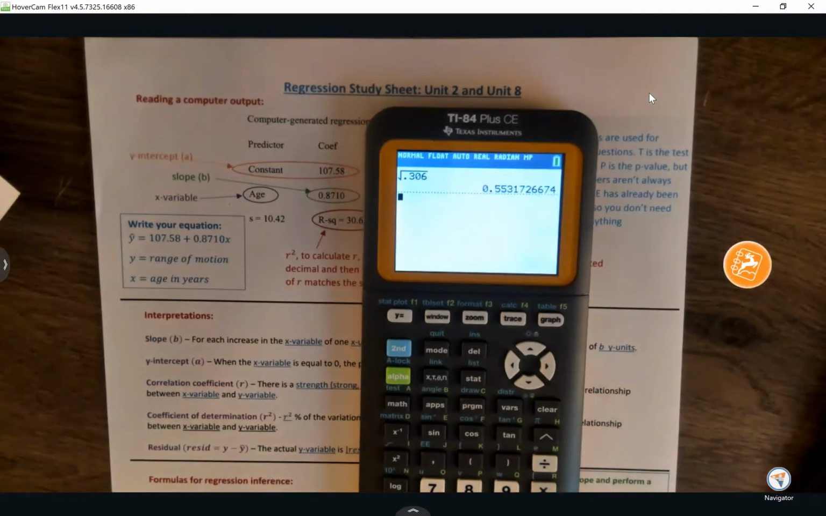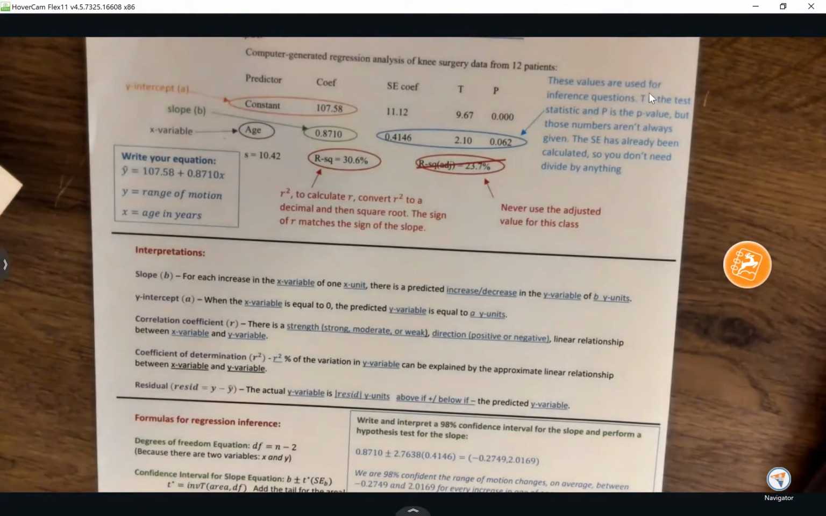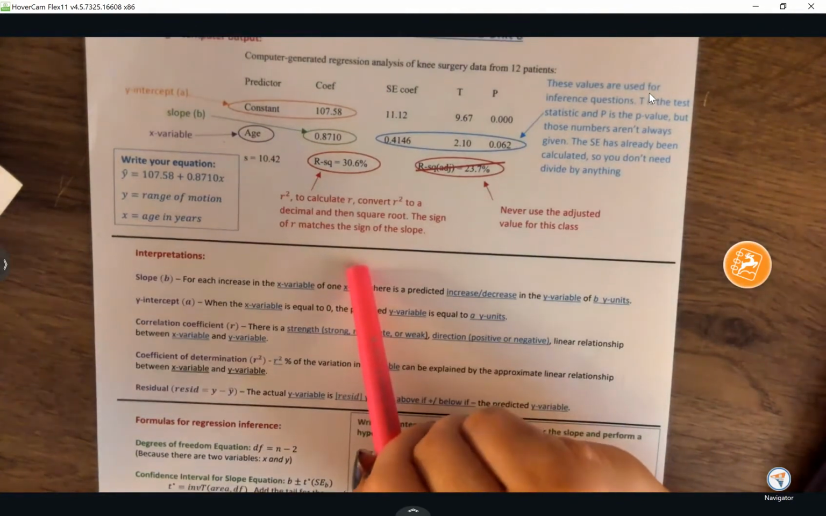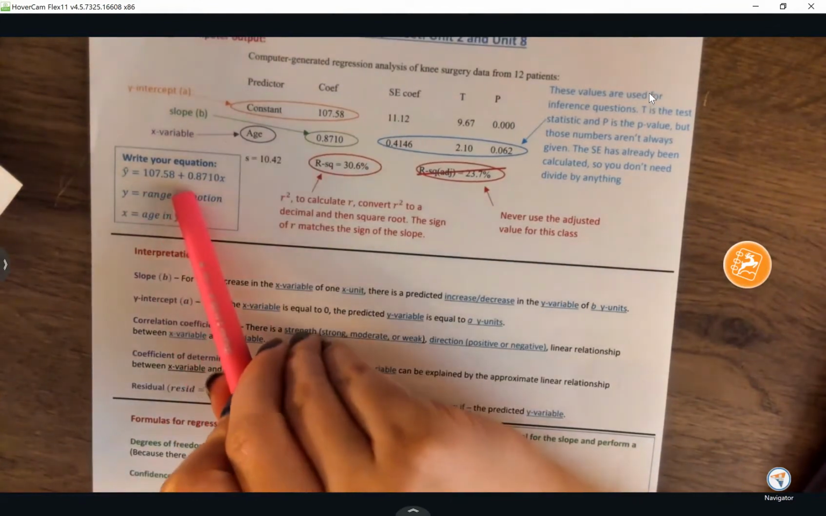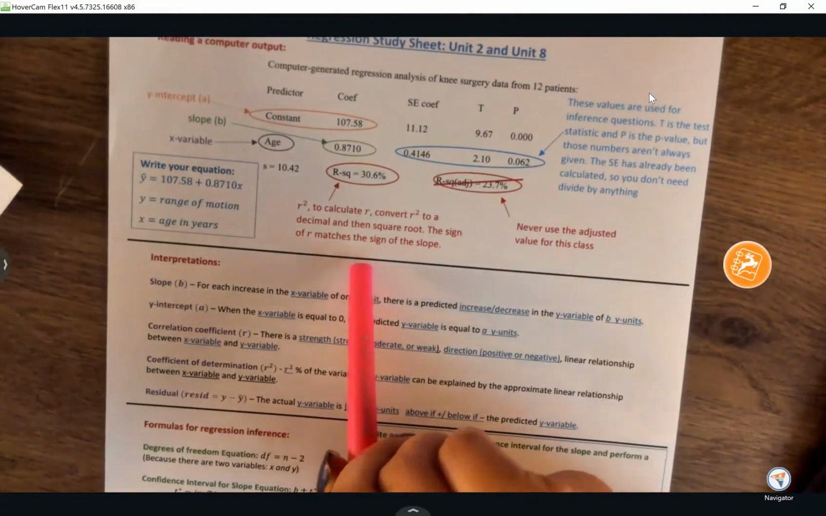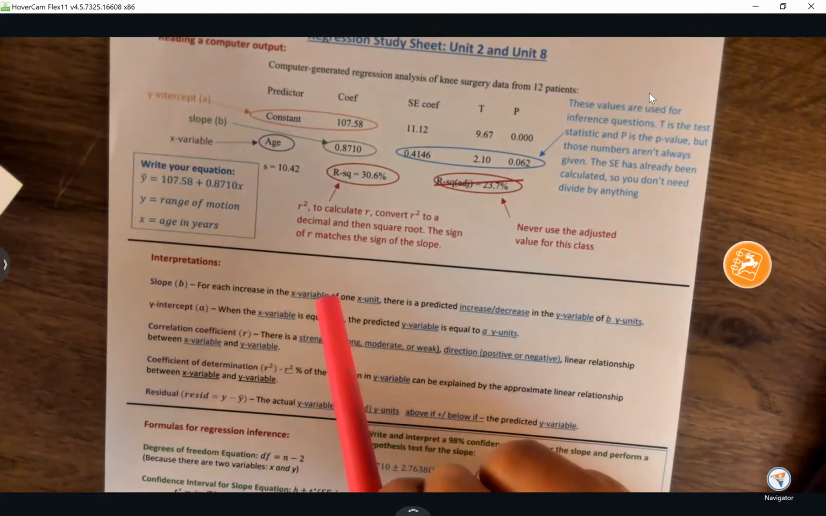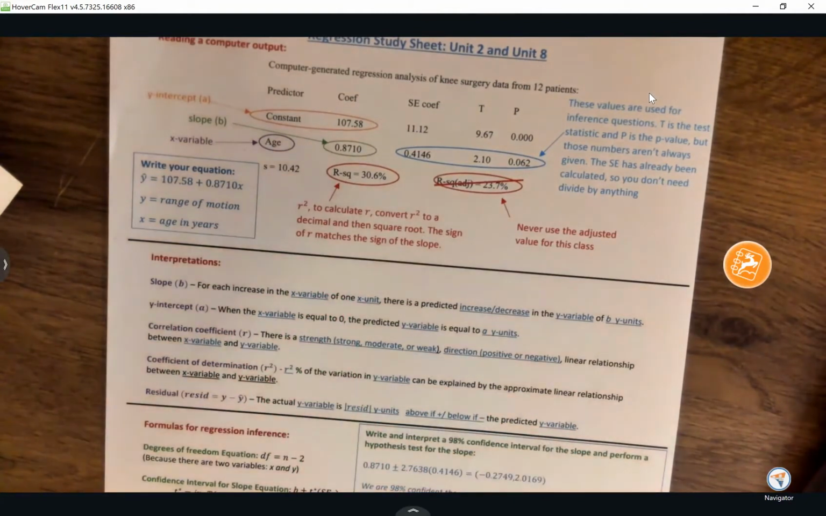So the square root of 0.306 is 0.5532, which is r, but remember r can actually be negative or positive. But when you take the square root of r squared, you're always going to get a positive number. So to determine if it's positive or negative, you check the sign of the slope. My slope was positive, so that means r is positive. But if the slope was negative, that would mean r is negative, so it would have a negative relationship.